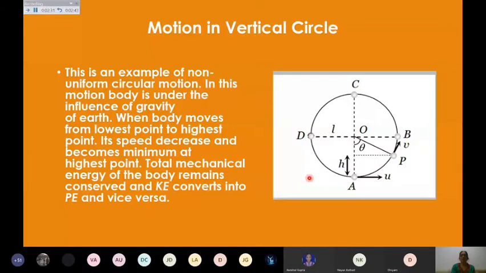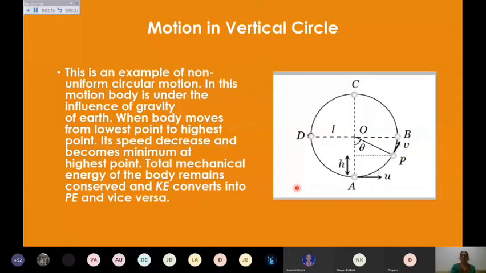All this can be calculated simply by applying the concept we discussed in the previous class, that the total mechanical energy of the body remains conserved. Kinetic energy and potential energy are interconvertible, they change into each other, and by using that we are able to solve this. So the basic key point should be clear in your mind, and then mathematics will not be any problem.